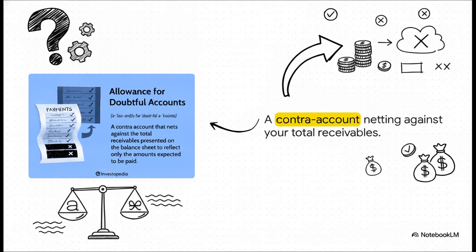But here's the trick. You have to pair accounts receivable with its contra account, the allowance for doubtful accounts. Let's be real. In the real world, not every customer actually pays their bills. So this contra account nets against your total receivables on the balance sheet to reflect only the amounts you realistically expect to be paid. It's technically an asset account, but it carries a normal credit balance to reduce the value of your receivables. Do not let your professor catch you off guard with that one.